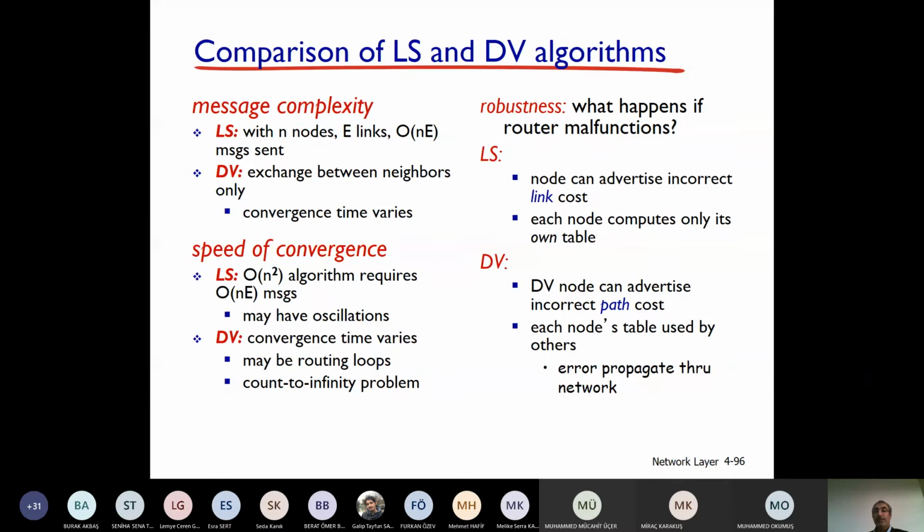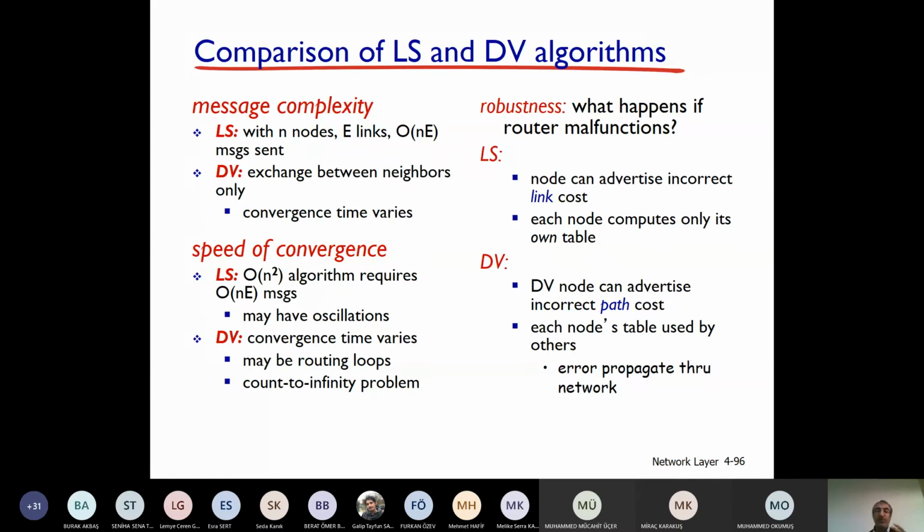And then in the distance vector, we exchange between neighbors only. You can see the difference. So in the first one, we are going to send a message, and the number of messages is of complexity O(n times e), for all the neighbors and through the links. And in the DV approach, we just exchange messages between our neighbors, which is much less than the LS case in practice. Of course, in the DV case, the convergence time varies depending on the number of neighbors that you have.